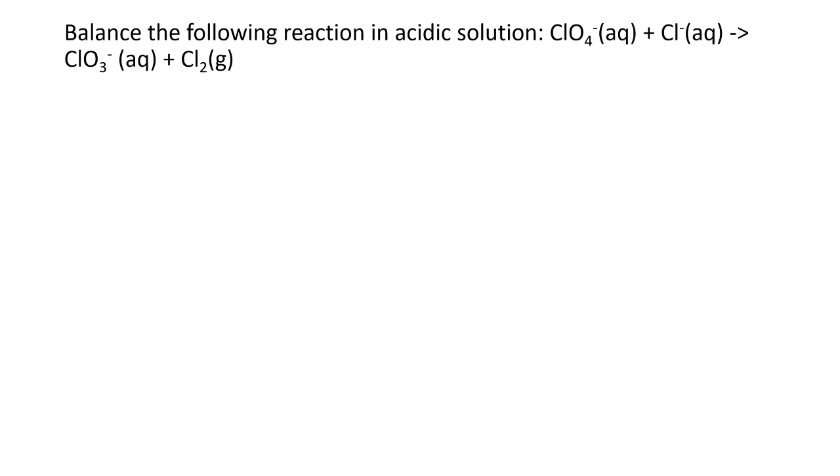We want to balance the following reaction in acidic solution. So the first thing we need to do is, just like from 1211, assign our oxidation numbers, because we need to know what's gaining and what's losing electrons. So to do that, we're going to start here. Oxygen, we know, has an oxidation number of -2. We have 4 oxygens. That gives us a -8 overall. And because this is a -1 charge, we want to get to -1. To get from -8 to -1, chlorine has to have an oxidation number of +7.